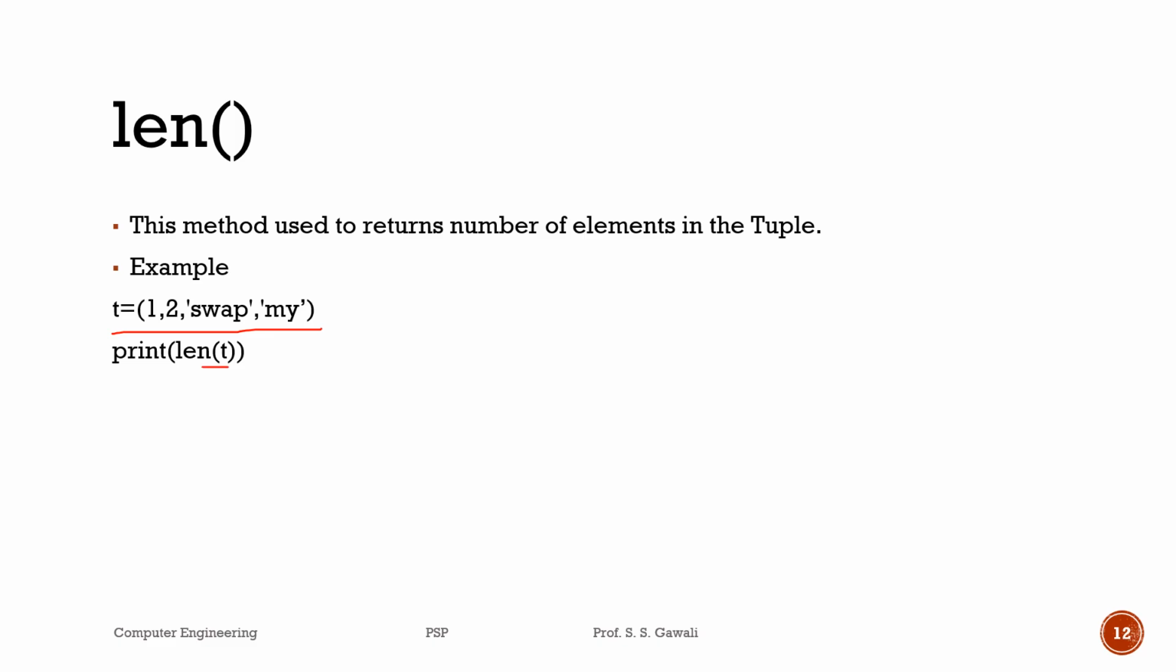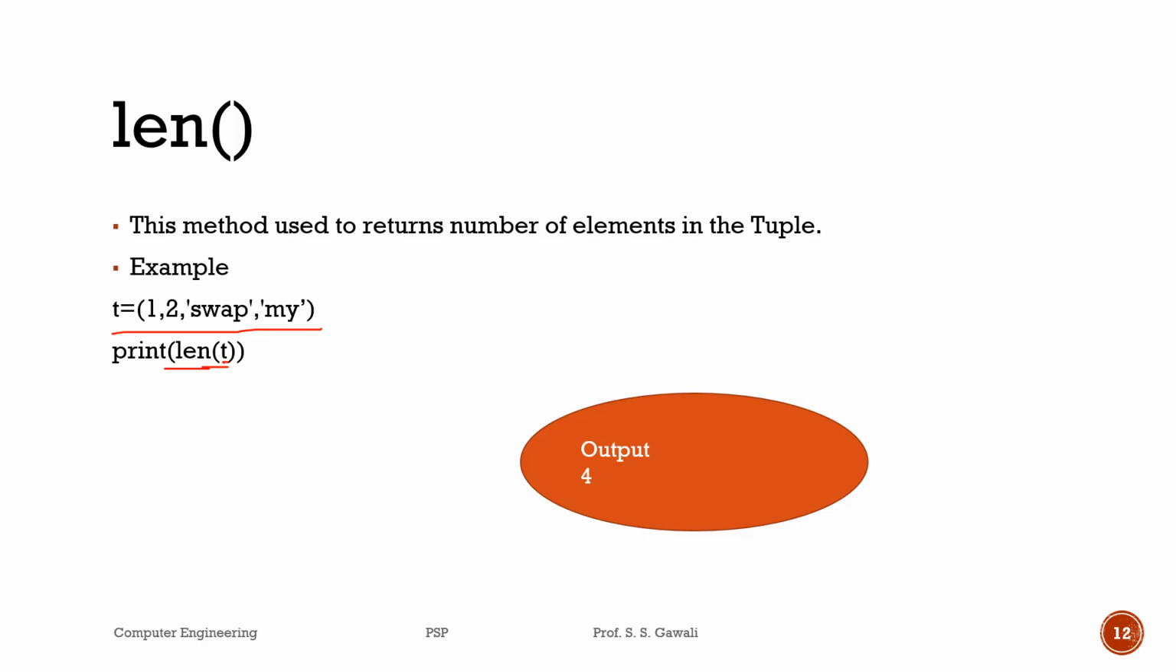So the len function is applicable for list, string, tuple, dictionary, set. That's why the len function is common for all objects in Python. So len, and within parentheses we have to pass the object. Here I want to calculate the length of the tuple, so that object is nothing but t, and it's going to return the output 4 because only 4 elements are present in my tuple.